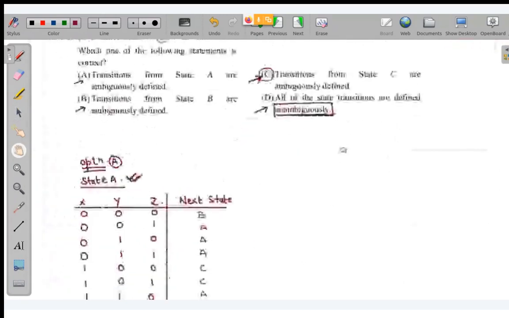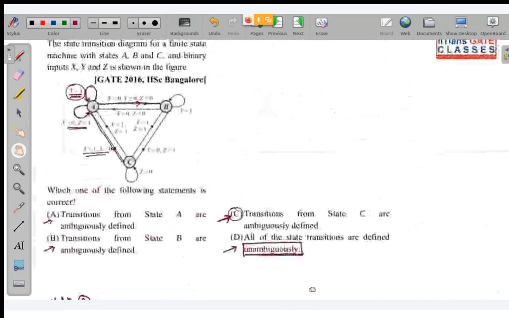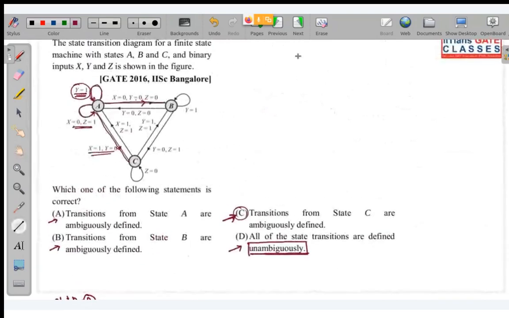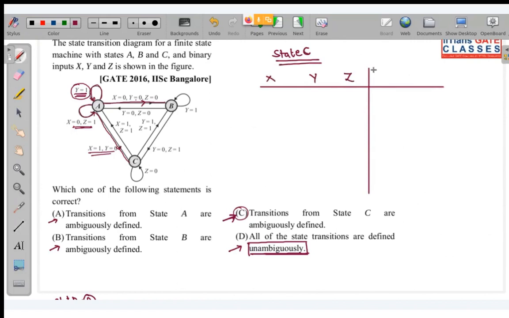So now let us check option C. So state is C now. My present state is always C. So X, Y, Z. And the next state we have to find out from the combination of X, Y, Z. So this is 0, 0, 0.